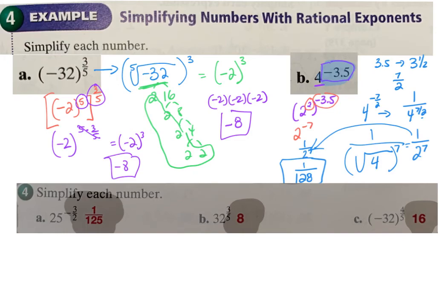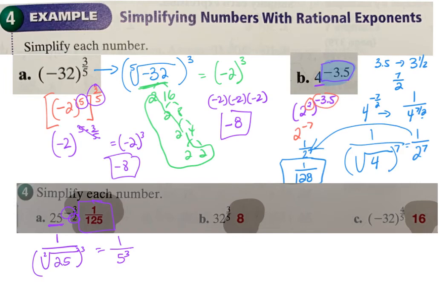All right, let's look at A. For A, I'm going to rewrite this. It's to the negative, so I'm going to put it in the denominator. And then in radical form, the 2 is my index, so that's the square root. I don't really have to write that, but I can. Square root of 25, and that is raised to the 3rd power. So then I take the square root of 25, which is 5, so 1 over 5 cubed. 5 cubed is 125, so I get 1 over 125.